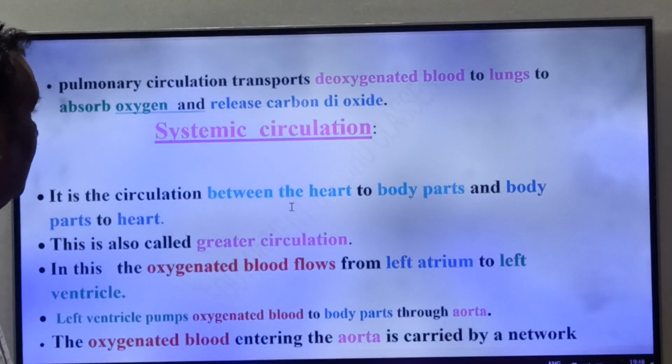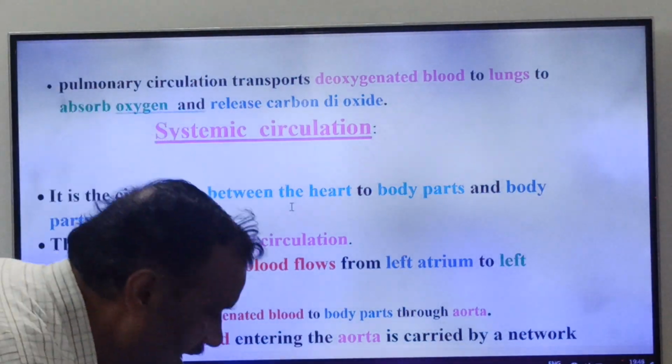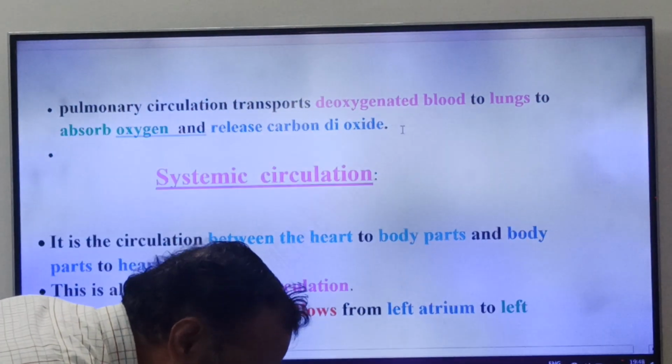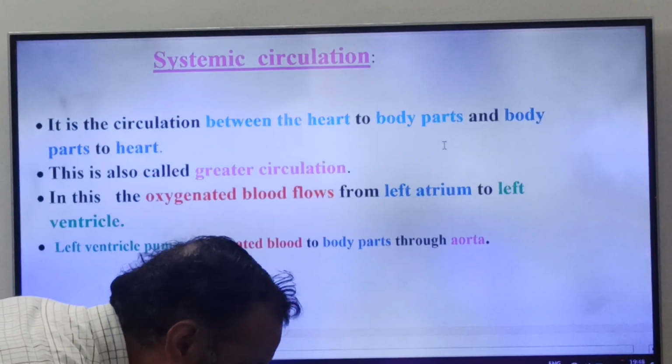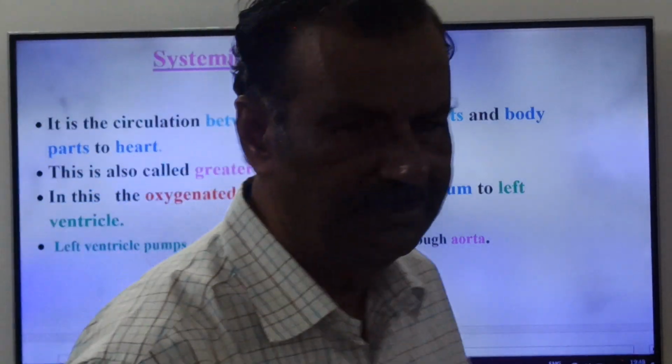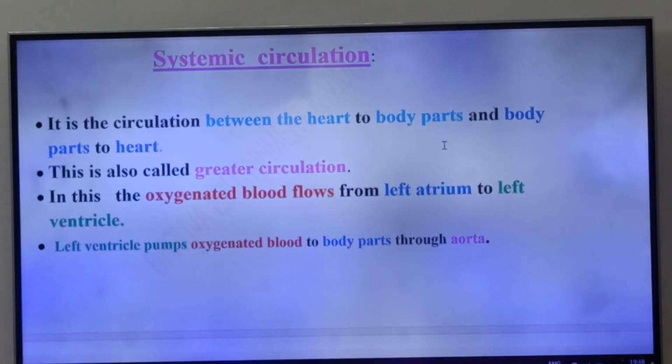Now come to systemic circulation, friends. Systemic indicates what, friends? Systemic indicates body parts. It is a circulation between the heart and body parts, and body parts to heart. Systemic circulation means what, friends? Systemic means body parts. Here it is a circulation between the heart to body parts and body parts to heart.